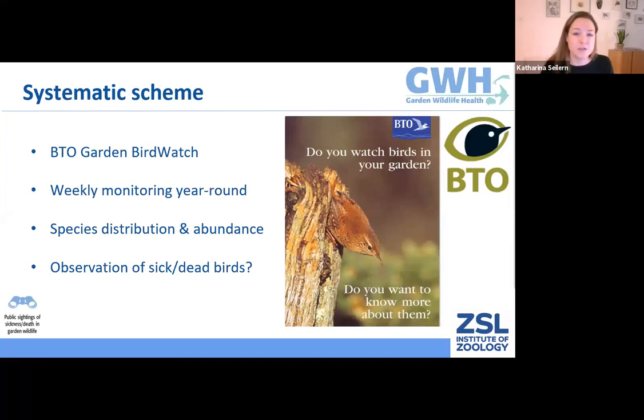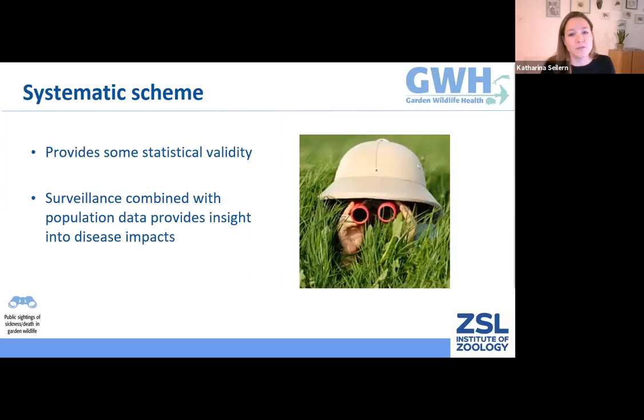And whilst they're reporting these species, they can include any information on sightings of sickness or death, or they can indicate that there are no signs of ill health observed, as this is also extremely valuable to us and very different from "I haven't looked." So all this provides us with some statistical validity, and our disease surveillance combined with this population data now provides insights into any potential impact a disease or a pathogen might have on the species on a population level.